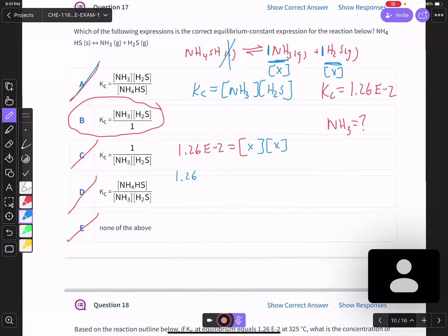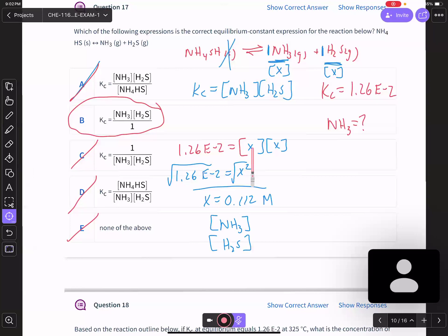So we get 1.26 e to the negative 2 equals X squared. Square root of both sides, and X equals 0.112 maybe. Just going from memory earlier today, so 0.0126. Yeah, 0.112 would be my concentration of X, that's my concentration of ammonia. That's also my concentration of hydrogen sulfide. Both of them would be that 0.112 molar for question 18.